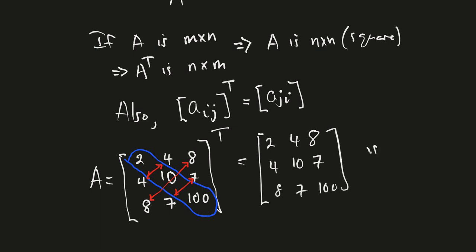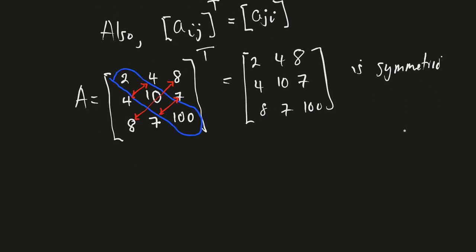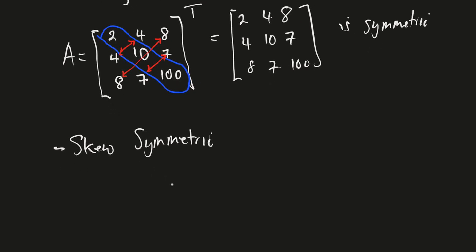Right? So this is symmetric. Now, it turns out there is another type that probably doesn't show up as much in at least this level of linear algebra, but there's a concept of skew symmetric matrices. And I'll just write down the definition, and then we'll see what has to be true based on that definition. So, skew symmetric matrix.